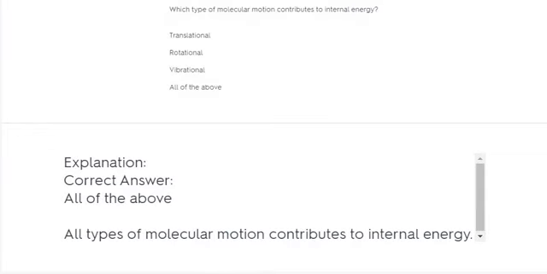Which type of molecular motion contributes to internal energy? Translational, rotational, vibrational, all of the above. Explanation. Correct answer: all of the above. All types of molecular motion contribute to internal energy.